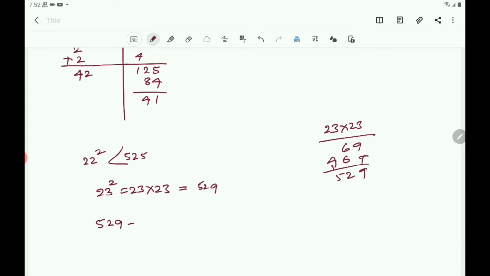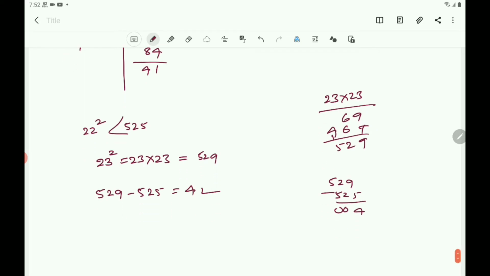Then 529 minus 525. You know that 529 minus 525: 9 minus 5 is 4. So you will get 4. Then what can you answer here? What is to be added? Here 4 is to be added. 4 is to be added here.